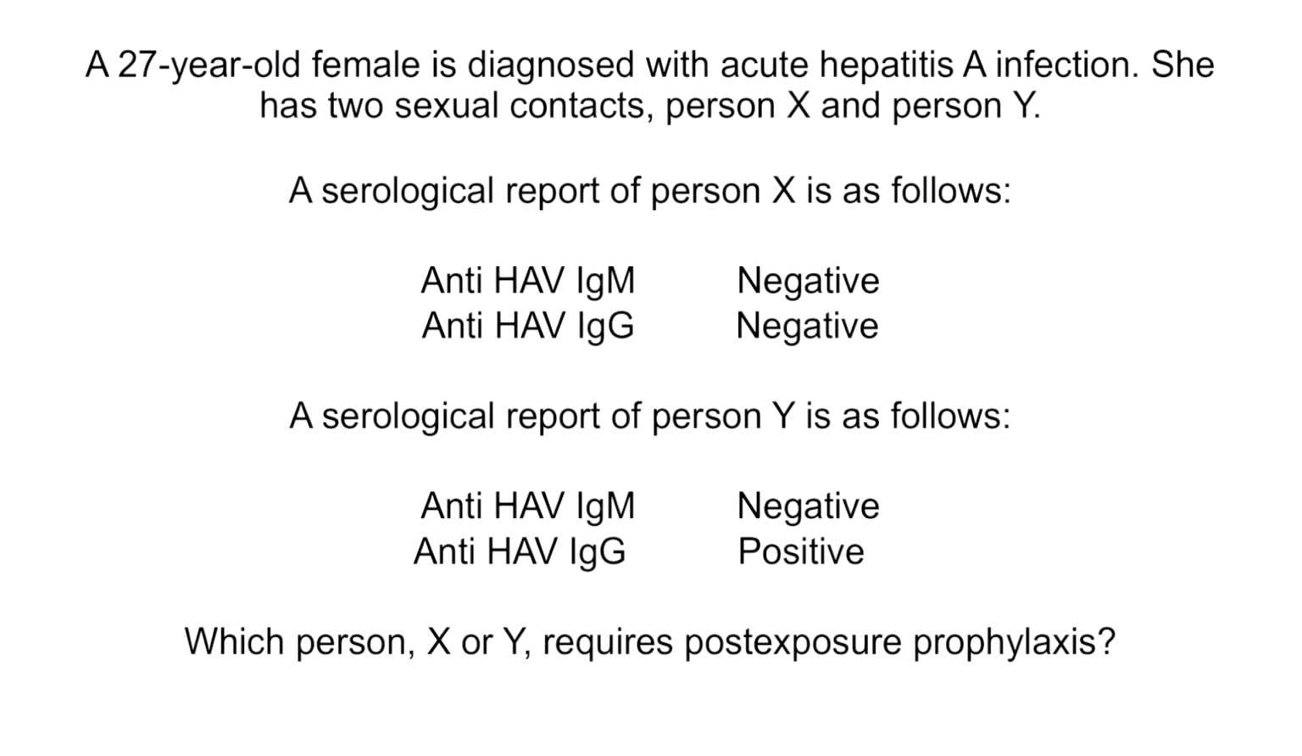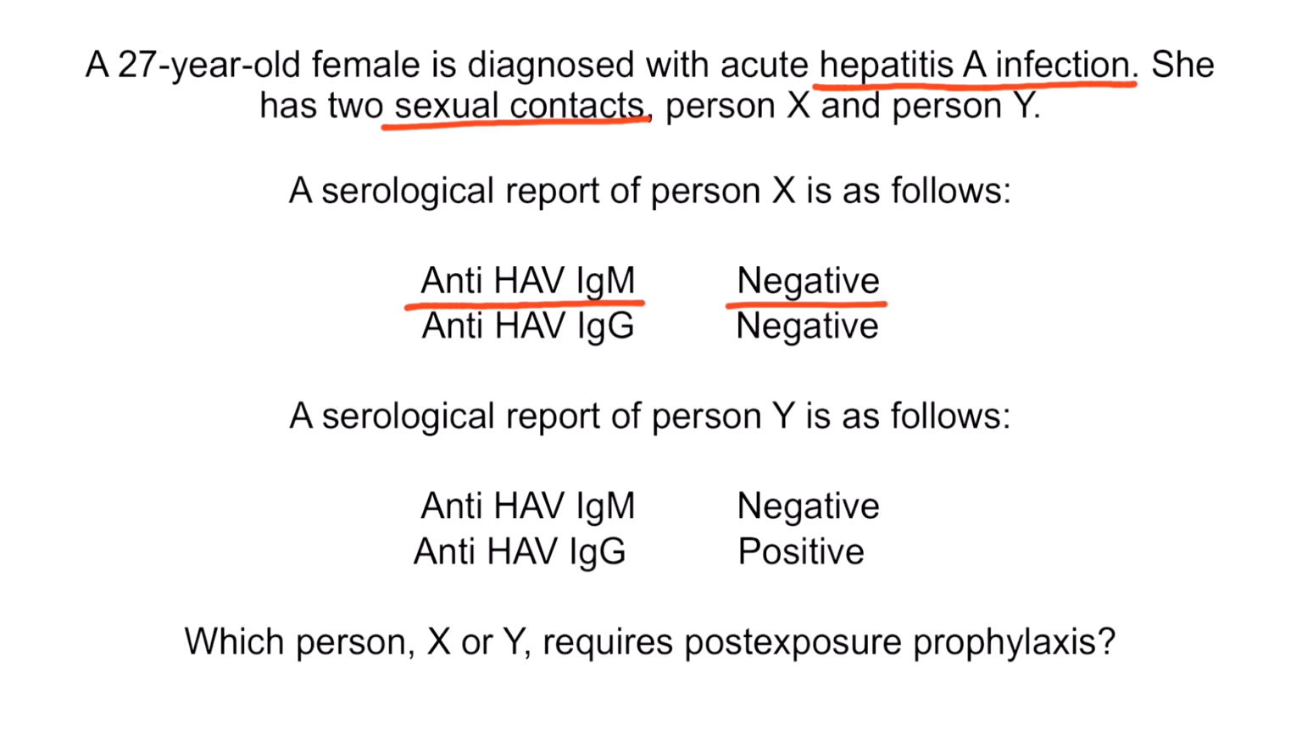All right, this female has a confirmed case of hepatitis A infection, and therefore all of her close contacts, such as her sexual contacts, should be given post-exposure prophylaxis if there is no evidence of immunity. To determine which of her sexual contacts needs prophylaxis, let's evaluate their serological reports. Firstly, both have an anti-HAV IgM negative serological test, indicating an absence of an acute infection.